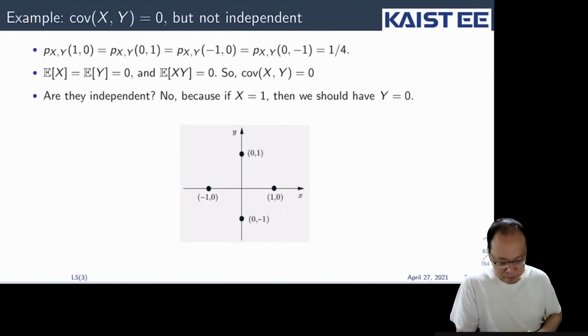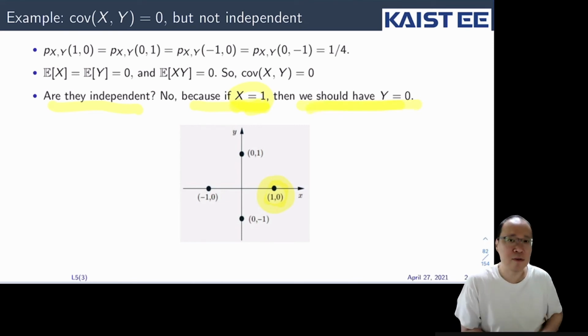Okay, but are they independent? Well, obviously no. For example, if somebody gives the information that x is equal to 1, then we should have y equal to 0, because there is only 1 point with positive probability when x is equal to 1. So x and y are very dependent. It's not independent.